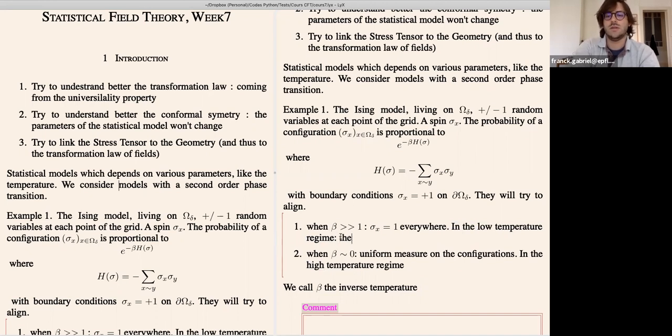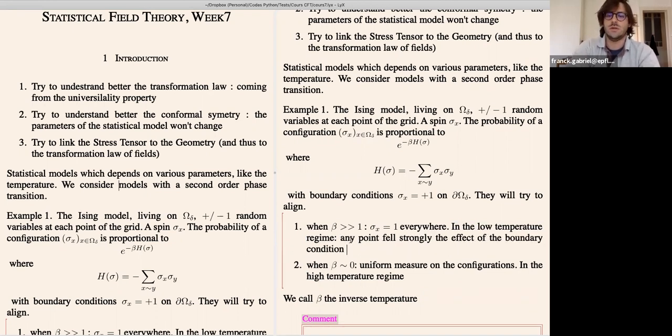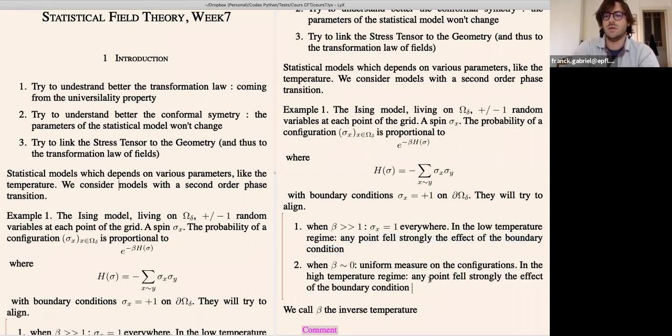And so here, any point feels really strongly the effect of the boundary condition, and here the points don't feel it. No point feels the effect of the boundary condition.